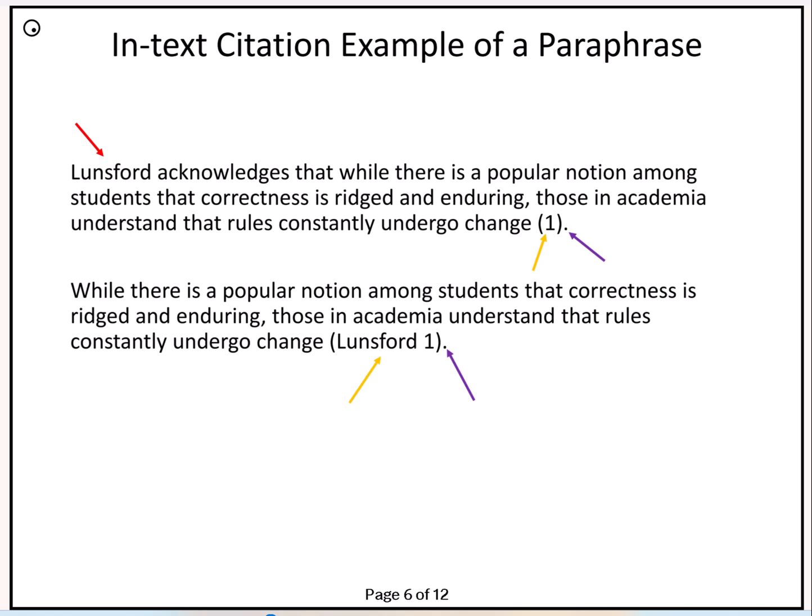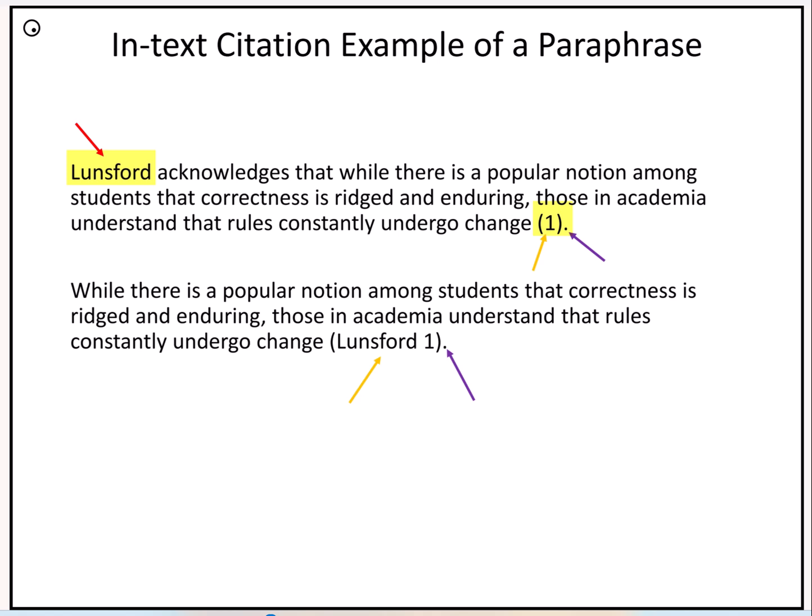Okay, so what if we want to use a paraphrase? It's essentially the same thing except with the paraphrase in the place of the quote. So we might begin with our lead-in sentence that says Lunsford. Here we're naming our author. Acknowledges that while there is a popular notion among students that correctness is rigid and enduring, those in academia understand that rules constantly undergo change. Obviously, this is not a direct quote, so we do not need to have quotation marks. Instead, inside our parenthetical citation, we're just going to put the page number 1.